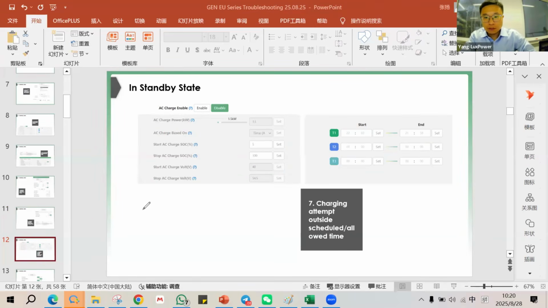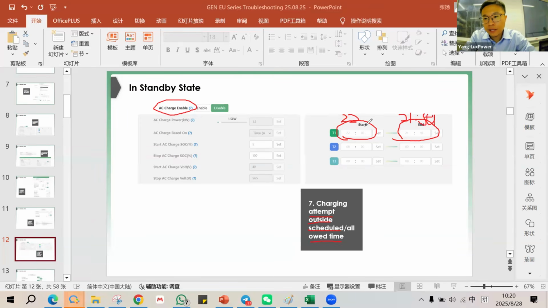For the next part, you will choose again, this is in AC charge, in this working mode, AC charge working mode. So the charging is outside your schedule or your time. It means we already set some charging time. As you can see, this user has set the start charging time at 22 o'clock, but the end is 21:59.